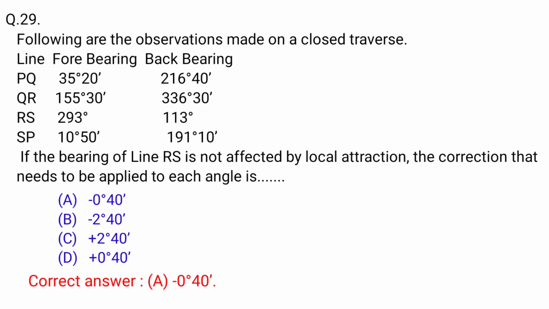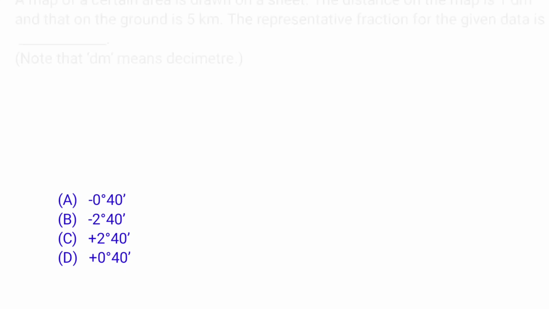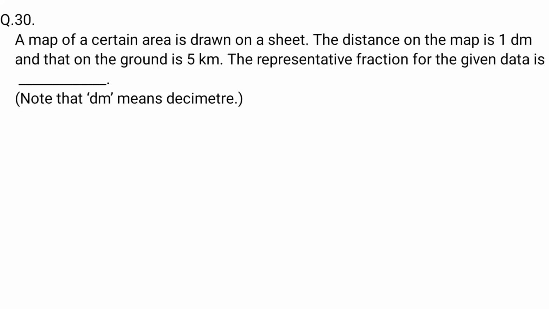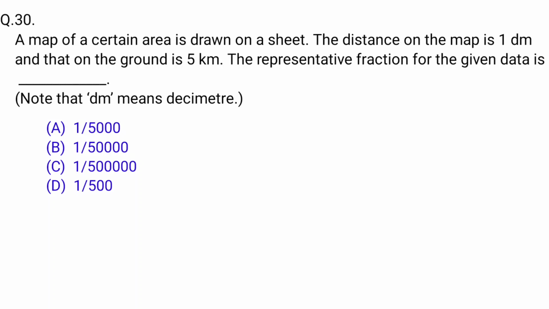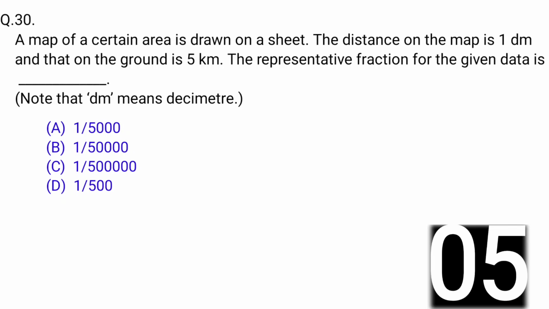Correct answer is option A. minus 0 degree 40 minute. Next. Question number 30. A map of a certain area is drawn on a sheet. The distance on the map is 1 decimeter and that on the ground is 5 kilometers. The representative fraction for the given data is blank space. Note that DM means decimeter. Options A. 1 by 5,000, B. 1 by 50,000, C. 1 by 5 lakhs, D. 1 by 500.